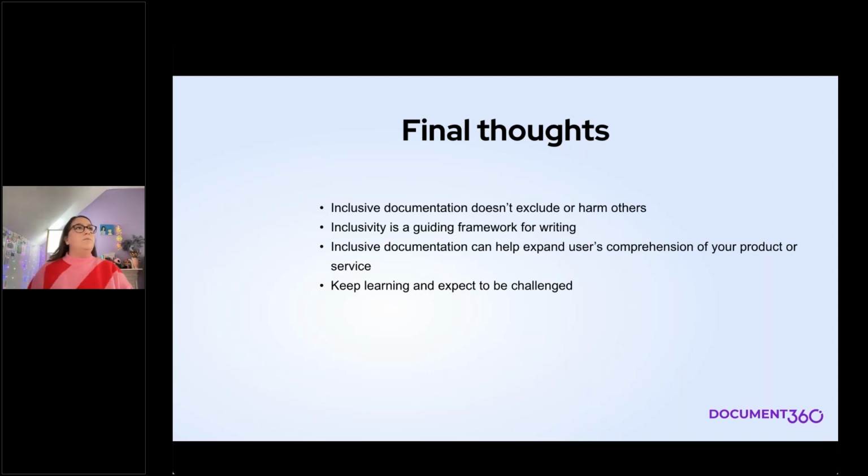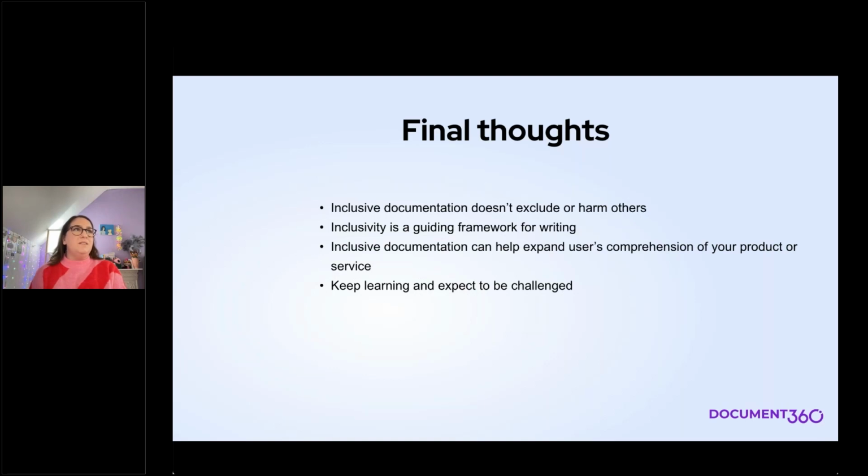And then let's wrap up with some final thoughts. So I've said a lot of things. But firstly, inclusive documentation doesn't harm or exclude others. I think this is one of the most significant advantages to adopting this approach to your documentation that we've gone over today.